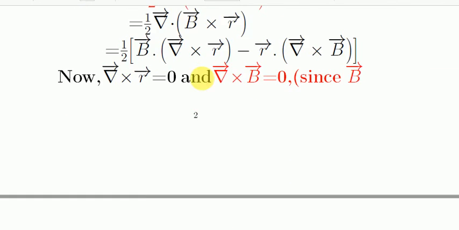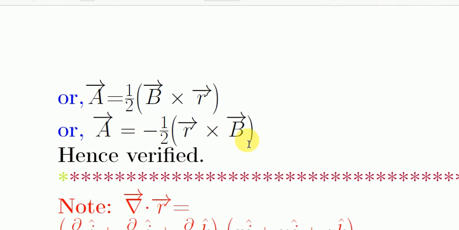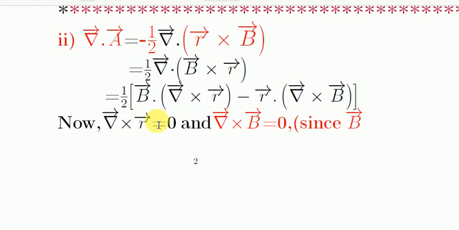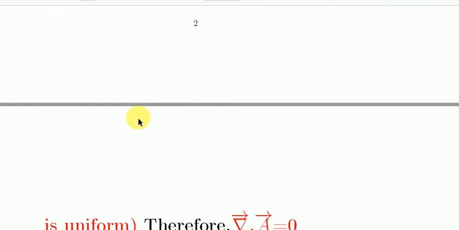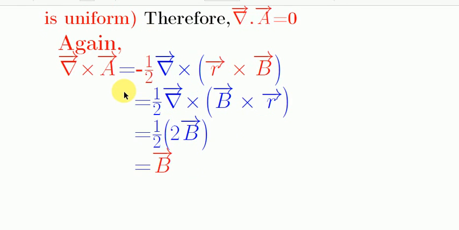And in the second part, del dot A, in place of A we write this expression minus half of R cross B, and if we simplify this, then we can easily get del dot A equal to 0. And similarly, del cross A, in place of A we can write minus half R cross B, and if we simplify, then we get this term, and this value is 2B, and we can easily get B. So all these are verified.